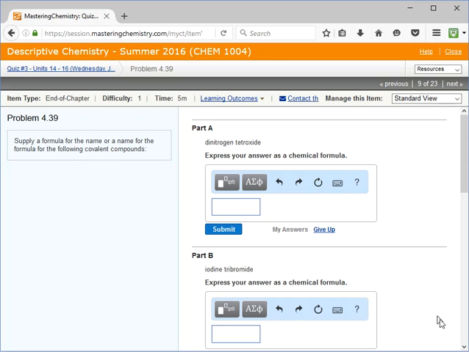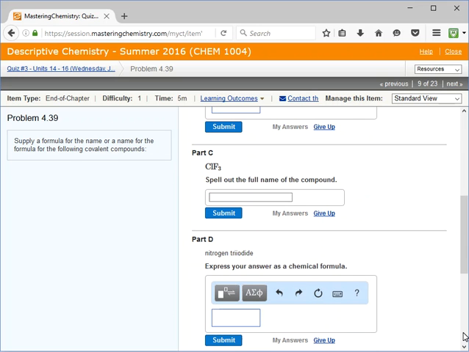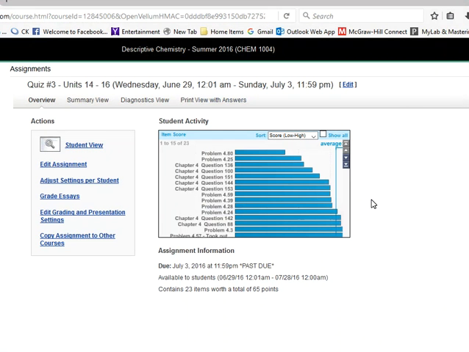Okay, and all the way down, just kind of the same thing. Naming, if I have ClF3, he's going to be chlorine trifluoride, because of the three inside there. So you might practice a little bit of those, make sure you can do that. That was 439, and now 428 is the last one I had picked out in this particular quiz.